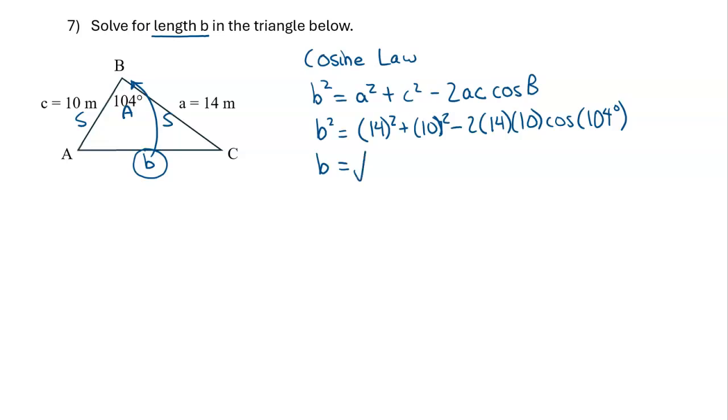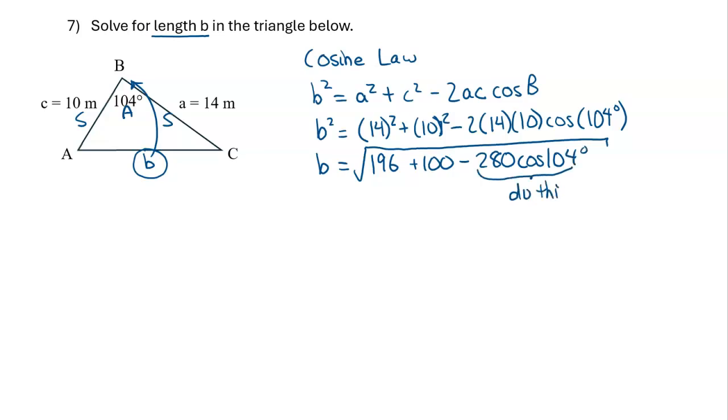Now in order to get the length b by itself, we have to take the square root. So we take the square root of all this. 14 squared is 196. 10 squared is 100. And then 2 times 14 times 10 gives us negative 280, and then the cosine of 104. Here's where a lot of people make a mistake. They take the 280 and the cosine of 104, and they don't multiply that first. You have to remember your order of operations. You must multiply that before subtracting it from the other numbers.